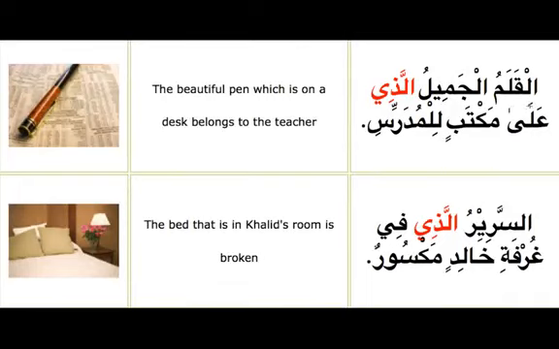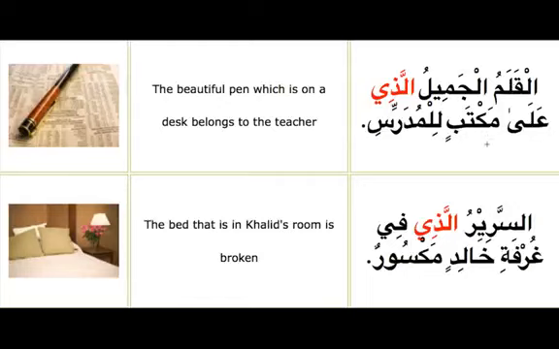You know everything now. So al-qalamu, mubtada. Al-jamilu. What is al-jamilu? It will be naat. So how do we translate? We say beautiful pen, the beautiful pen. So it is an object, so allazi will be translated as which. Allazi, which, is a mawsul. Now we need a phrase to describe allazi, which: ala maktabin, which is on the desk.